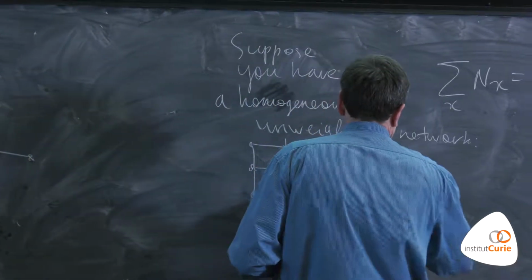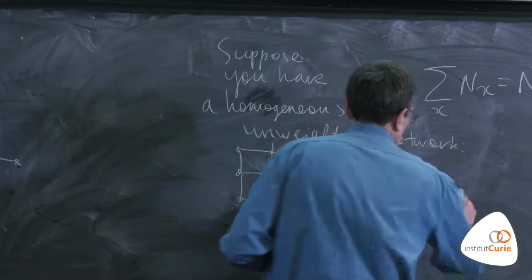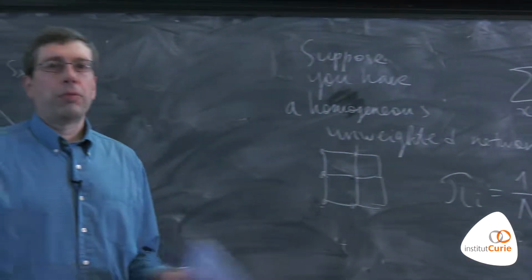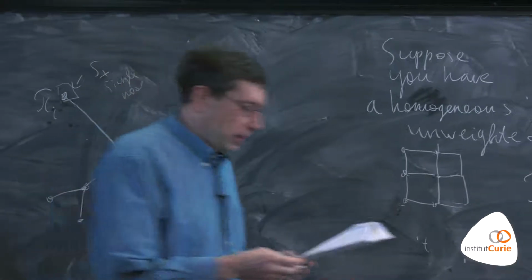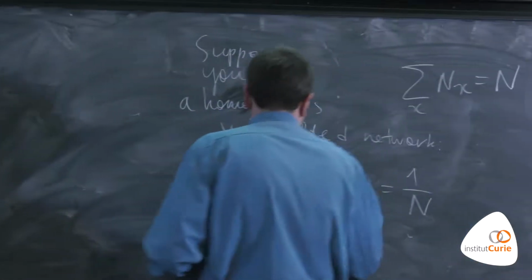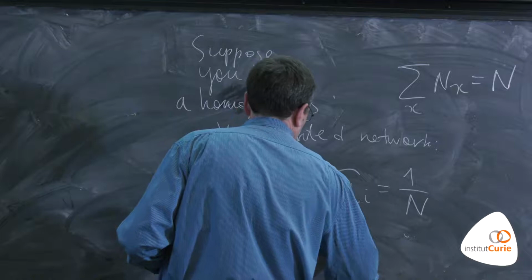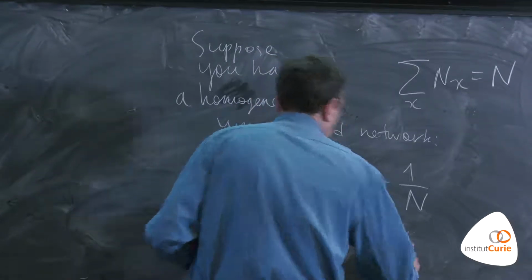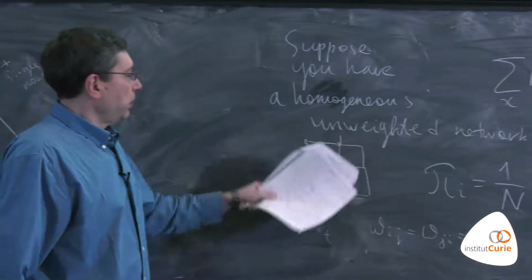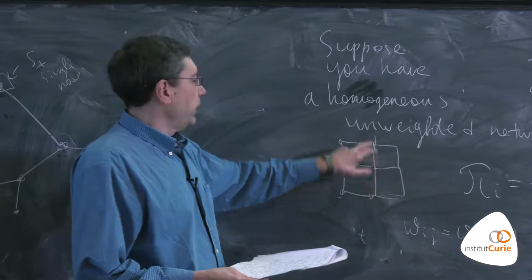So then, pi I at steady state, you can easily see from my formulas, is just 1 over n, where n is the number of nodes. And let's say it's unweighted. So all the probabilities are 1/4 and the weights are 1.